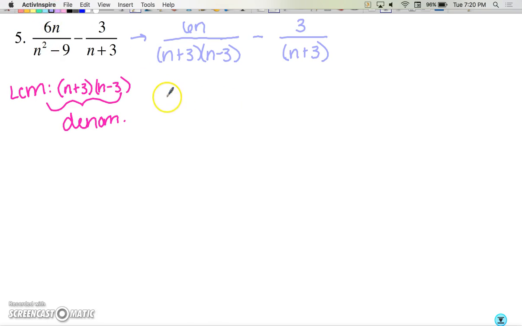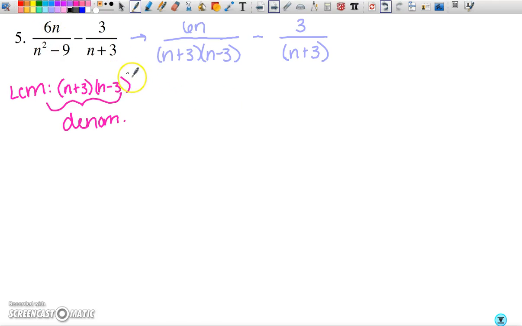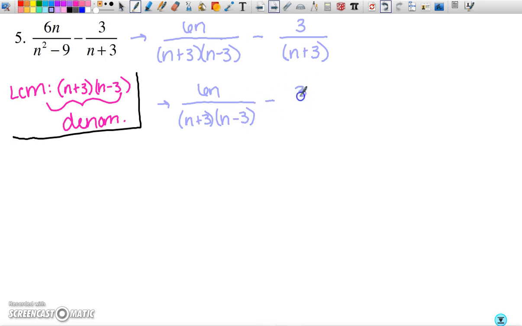So I'm going to box this off a little over here so we can separate our problem. So I'm going to take this 6n over n plus 3 times n minus 3 minus 3 over n plus 3. All right, so this one, I didn't do anything to it because it already has both pieces of the denominator that we want. However, on the other side, this does not have an n minus 3. And since it doesn't have an n minus 3, we're going to give it one. So remember, we can only build up, we can't take things away.